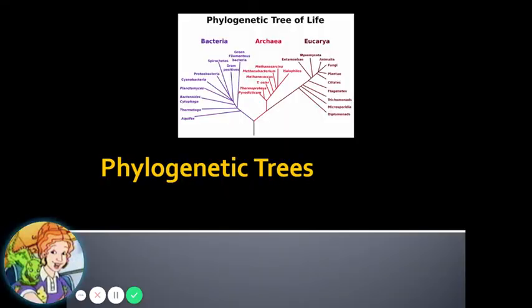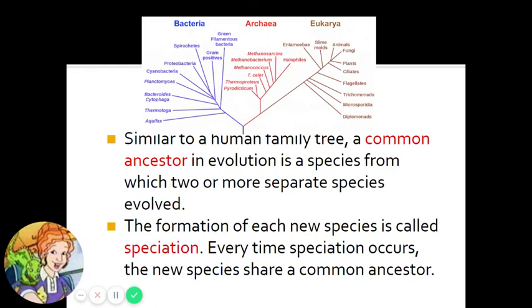So looking at Woese's system, he came up with this idea of what are called phylogenetic trees, which are the tree of life that we've seen before, and it just shows the relationships between different living things. So it's just like a family tree. You have a common ancestor, which is going to be at the base. Here's the common ancestor, and then everything kind of branches off from there.